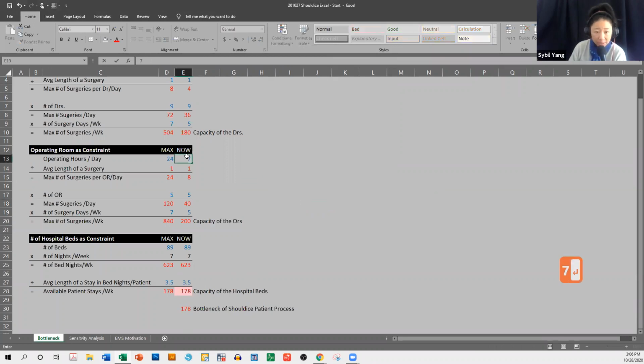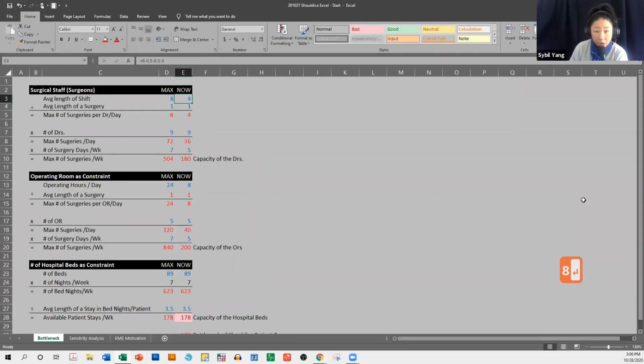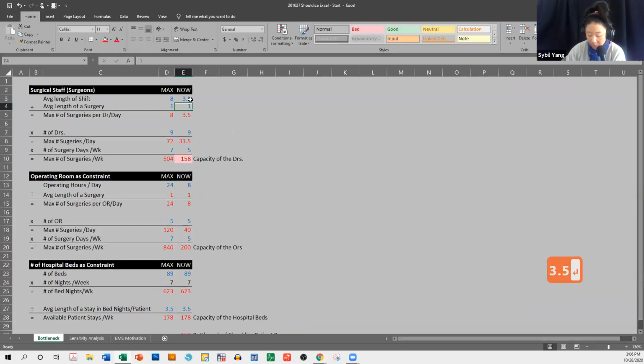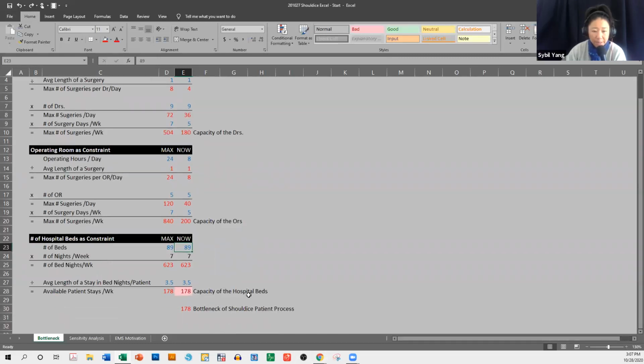If I change this to 7 hours, all of a sudden this is now the bottleneck, and this changes colors because it is now the bottleneck. I'm going to change that back. And let's say that doctors on average work 3.5 hours on surgery. Then this is now the bottleneck. So I'm going to return it to its original situation, where we have 4 hours of surgery on average for doctors, 8 operating hours a day, and 89 beds. And we can see clearly now that the capacity of the hospital beds is our bottleneck.